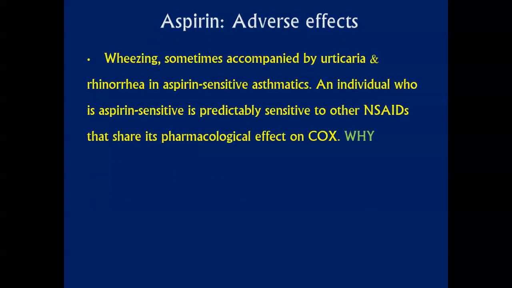Wheezing, sometimes accompanied by urticaria and rhinorrhea in aspirin-sensitive asthmatics. An individual who is aspirin-sensitive is predictably sensitive to other NSAIDs that share its pharmacological effect on COX. Why? Why asthma and those allergic symptoms? Is there COX in the bronchial smooth muscle? Yes. Oh, exactly. Bravo.